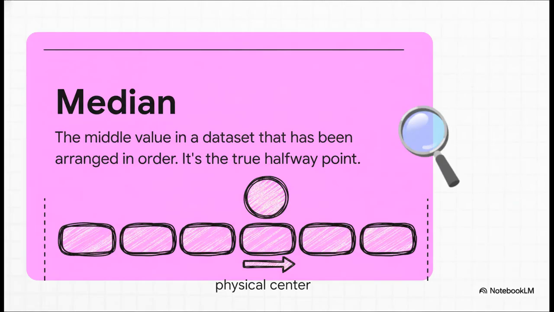Next up is the median. The word to remember here is middle. But, and this is a big but, you have to arrange your data in order first, from smallest to largest. The median is the value that's physically in the dead center of your list.